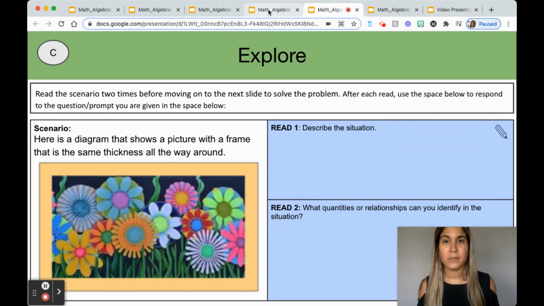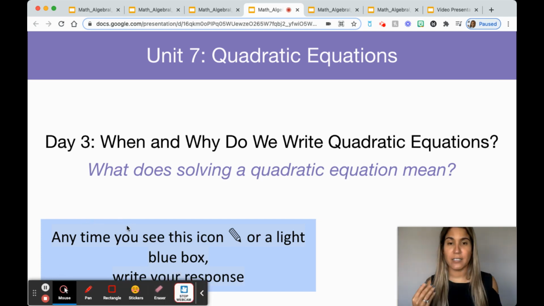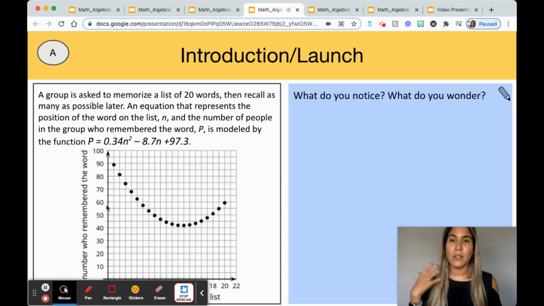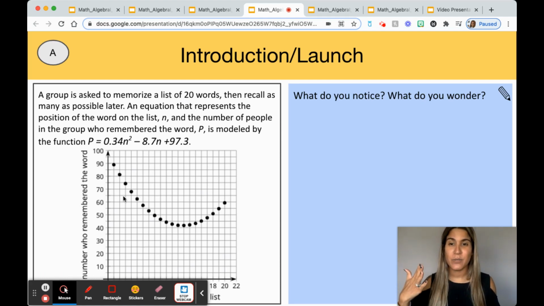For this type of problem, now in lesson 3, we are asked: when and why do we write quadratic equations? What does solving a quadratic equation mean? I focus on the introduction launch portion of this lesson with students. The introduction asks, a group is asked to memorize a list of 20 words. It goes on to show a function and asks students to really analyze this function.